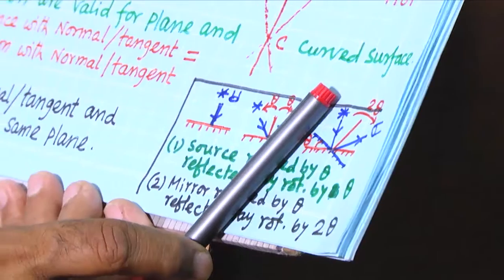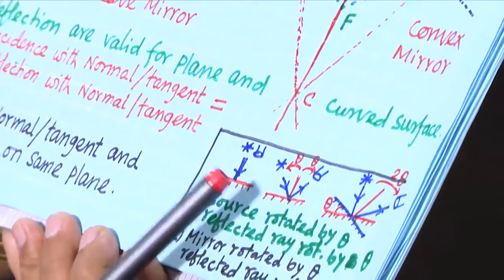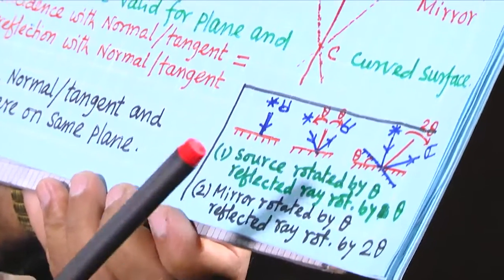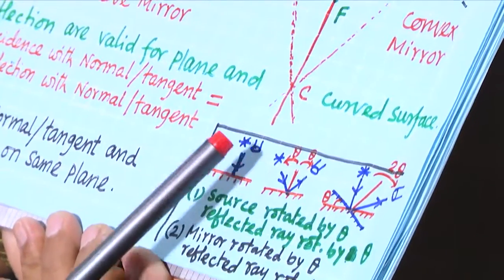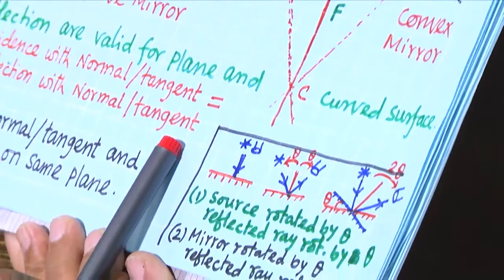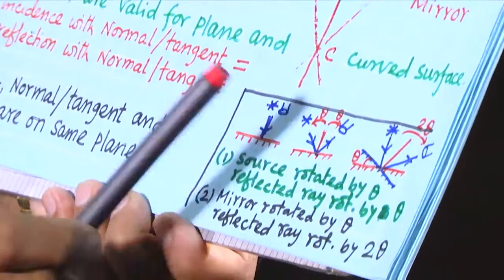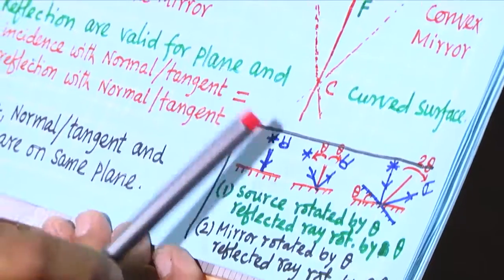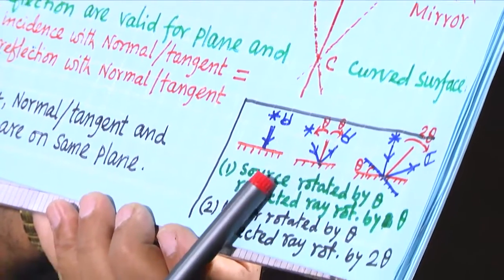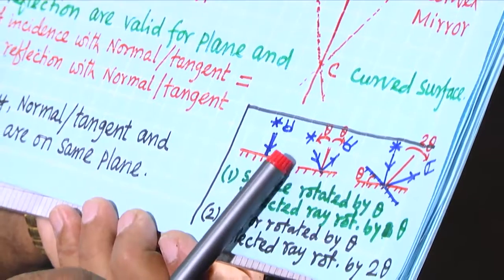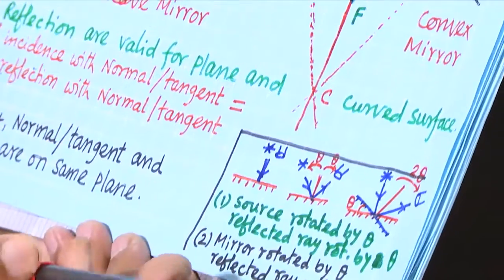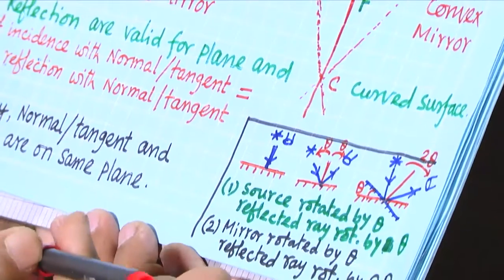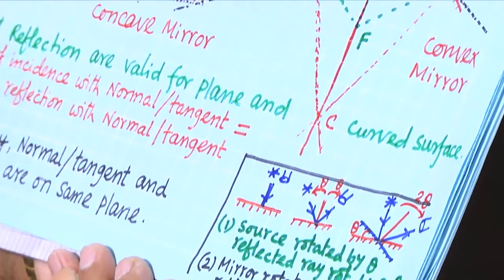Now, generally in an XRD experiment, the X-ray source is very heavy and it is very difficult to rotate. But we have to change the incident angle. So, instead of rotating the source, we rotate the mirror. In that case, we rotate the sample. The sample surface is very smooth and it works like a mirror.